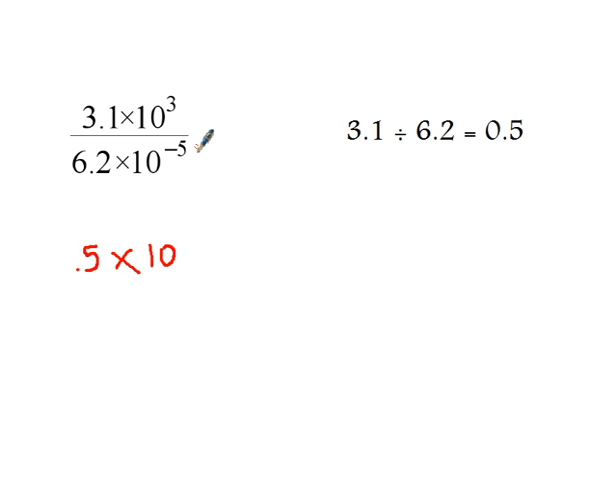Remember, when I subtract a negative, that's the same thing as adding. So 3 minus negative 5 is the same thing as 3 plus 5. So that is 0.5 times 10 to the 8th. Now again, this is not in full scientific notation. I need to change this to 5. This number got bigger, so this number needs to get smaller. So I will change that to 10 to the 7th power.